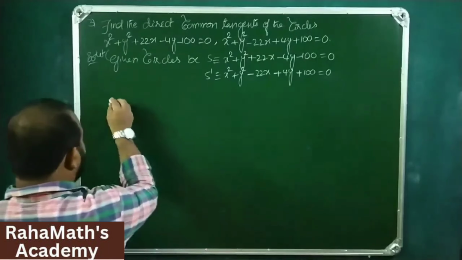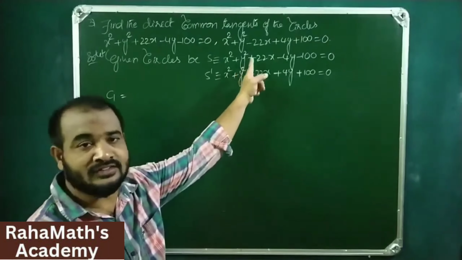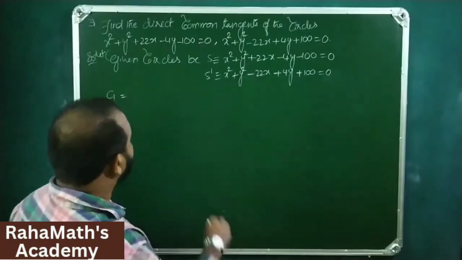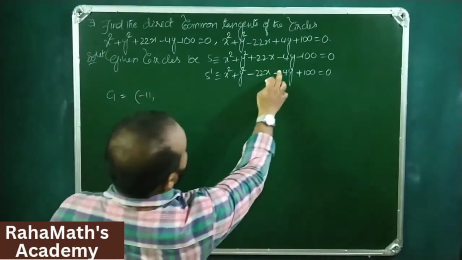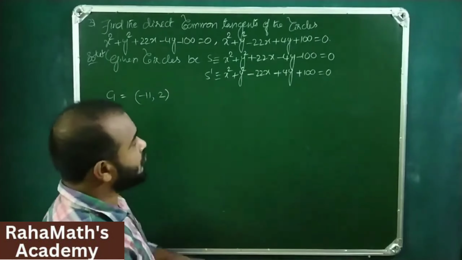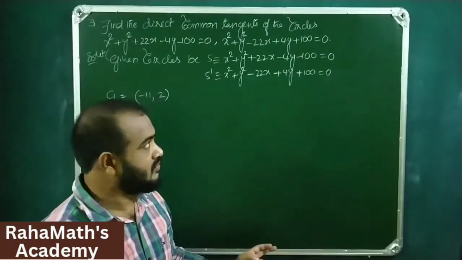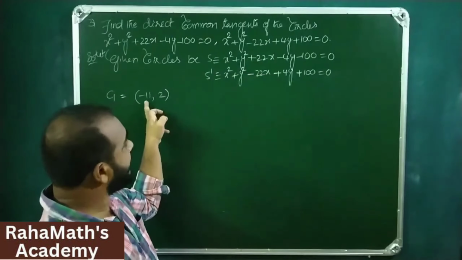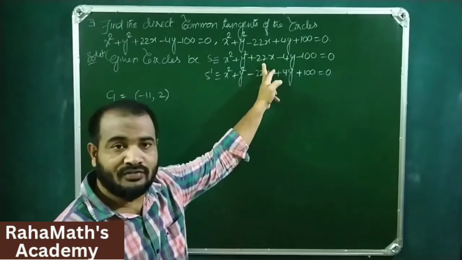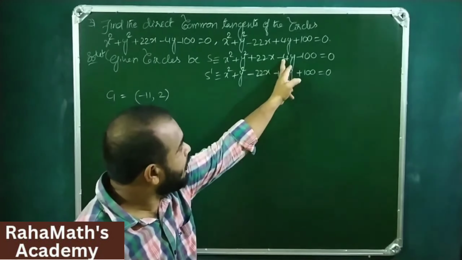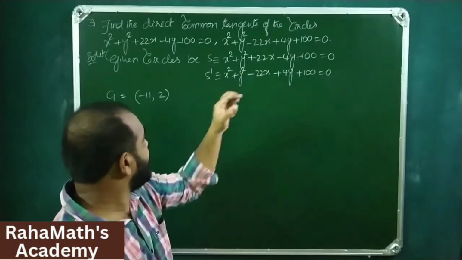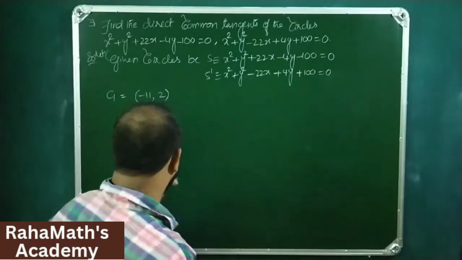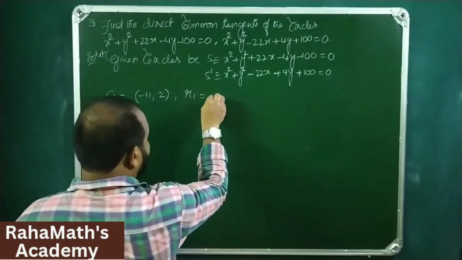So C1 is the center of the first circle. What is the center? This is minus 11, comma 2. We have discussed already how to find the centers of the circles. If plus is there, take the opposite sign, and x coefficient half: 22 by 2 is 11. So minus is there, take the opposite sign. So plus, y coefficient is 4, half of it. And what is the radius of the first circle?